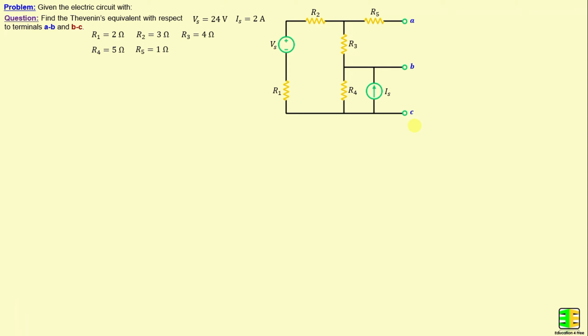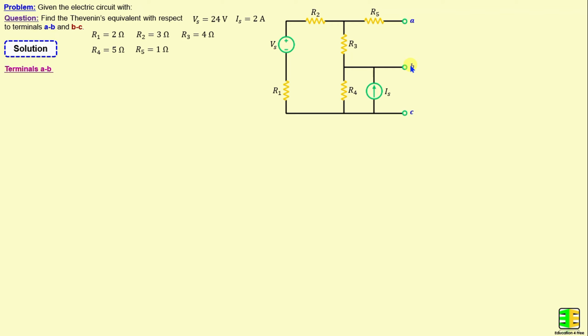Let's consider this network consisting of 5 resistors labeled R1 through R5 as well as 2 independent sources, Vs and Is. The question now is to find the Thevenin's equivalent with respect to terminals A, B and B, C. Let's move on to the solution. Let's start first with the Thevenin's equivalent with respect to terminals A and B.